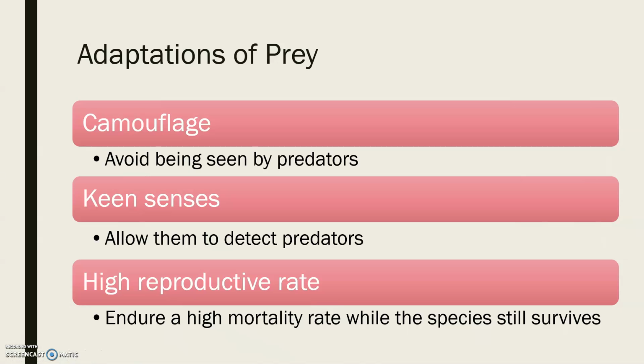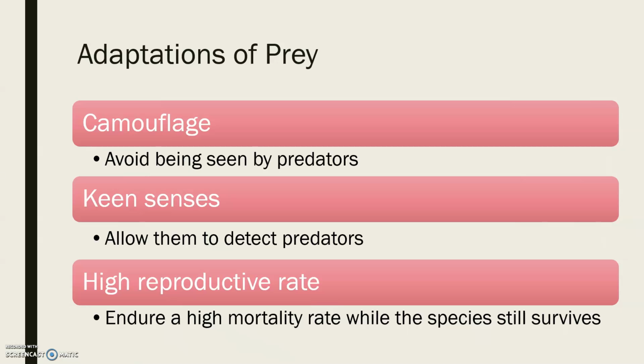Prey also have many adaptations. Prey use many types of camouflage to avoid predators. Many prey have colorings or markings that help them blend in the environment. Many prey also have the ability to stay very still so as not to attract the attention of predators.